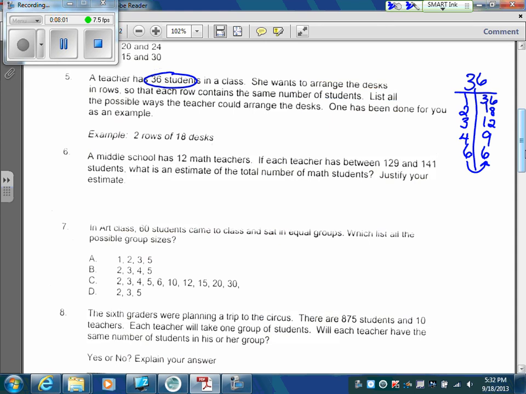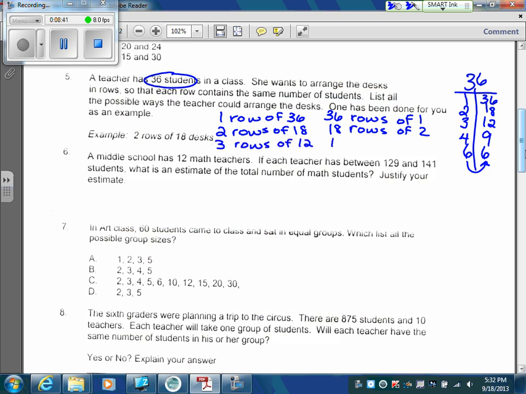Well, I know they said rows, but I'm just going to start off with 1. I could have 1 row of 36, but that's not realistic, but I could. But I can also flip-flop that and say it the other way. I could also have 36 rows of 1 desk. Again, not realistic, but I can make that with my factors. The next one, I could have 2 rows of 18, or I could have 18 rows of 2. I could have 3 rows of 12, or 12 rows of 3.